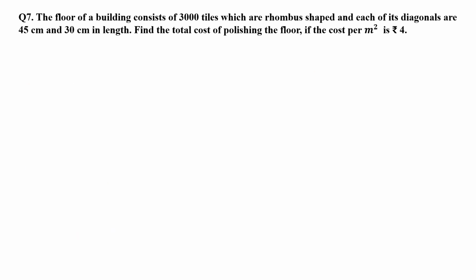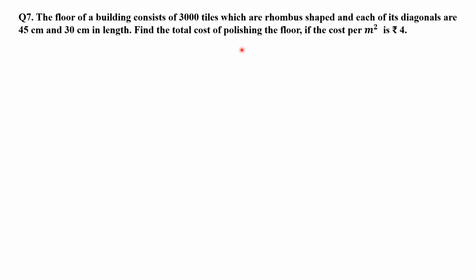Now question number 7. The floor of a building consists of 3000 tiles which are rhombus shaped, and each of its diagonals are 45 centimeter and 30 centimeter in length. Find the total cost of polishing the floor if the cost per meter square is 4 rupees. So there is a floor. The floor is having 3000 tiles. So can I say that the area of the floor will be equal to the area of 3000 tiles? Isn't it? Because the 3000 tiles are put on the floor of the building.